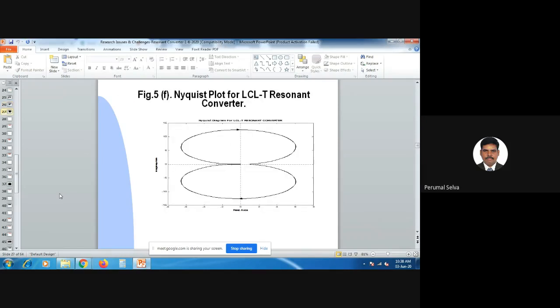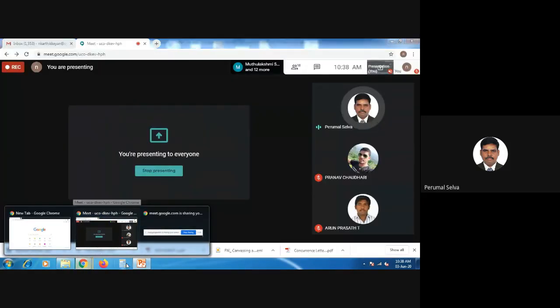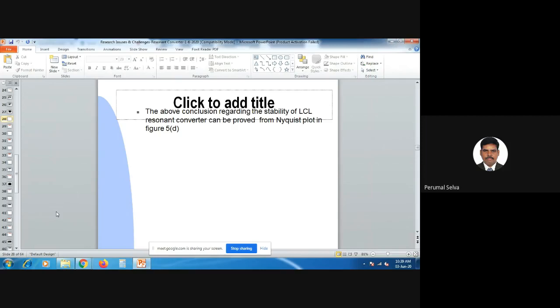Next, this is a Nyquist plot for the LCLT resonant converter. Here, it encircles -1 plus j0 twice, hence the system is said to be unstable. So from the study, the LCL resonant converter has been opted for further analysis in this study. Next slide.